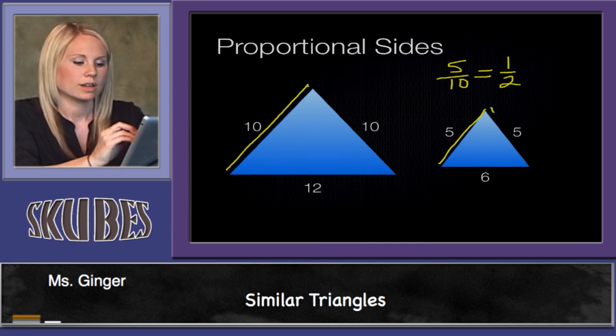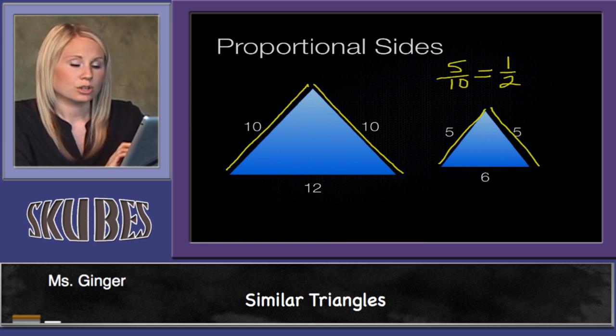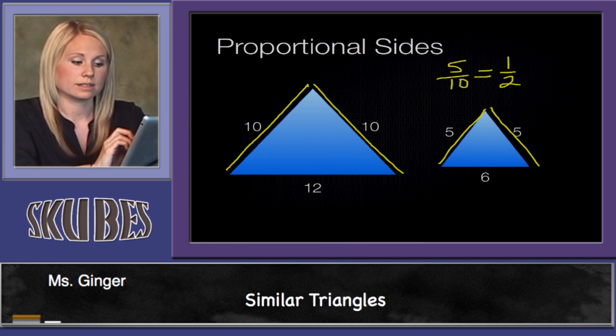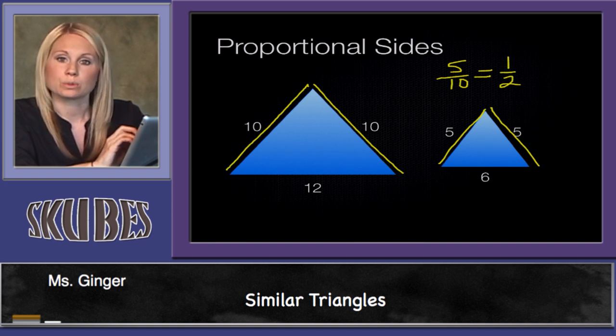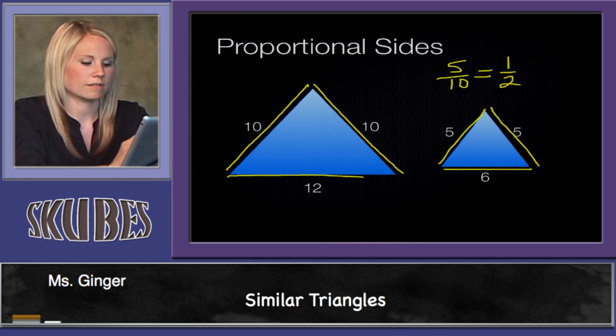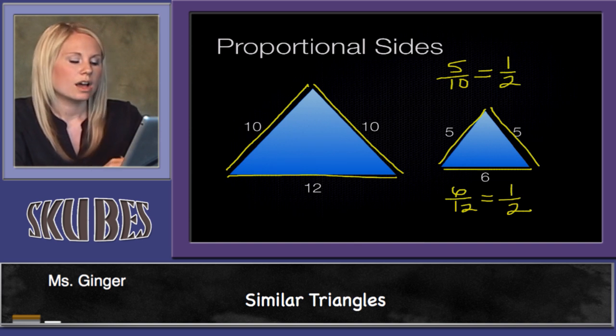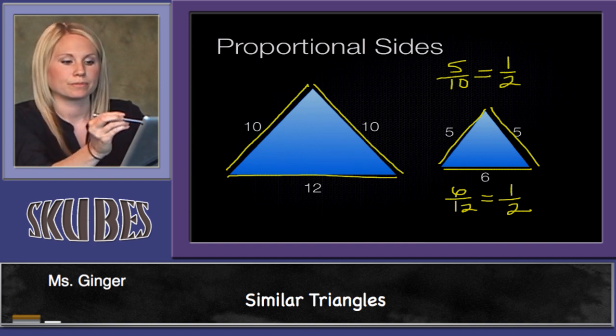So let's check it out. Let's take the right-hand side, and that one also from small to big is again 5 to 10. Okay, so that is a 1 to 2 relationship. Let's take a look at the bottom. Small to big, I've got 6 to 12, which is again a relationship of 1 to 2. So since all of these sides from small to big have a relationship of 1 to 2, then the sides are proportional and these triangles are similar.